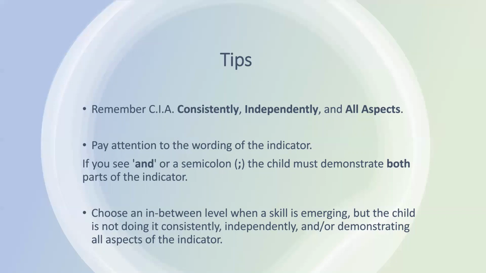When you read the indicator, pay attention to the wording. If you see "and" or a semicolon, which is like an "and," the child must demonstrate both what is before and after "and" in the indicator in order to be leveled at that point. If a skill is emerging, but the child is not doing it consistently, independently, or demonstrating all aspects of the indicator, choose an in-between level.